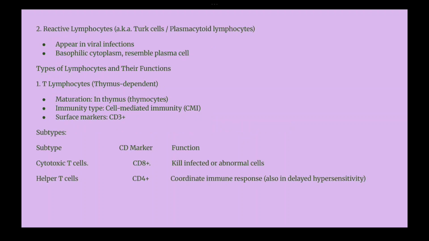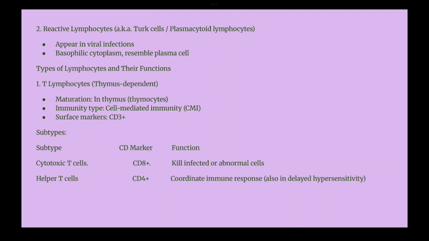Now reactive lymphocytes are another type of lymphocyte, also known as Türk cells or plasmacytoid lymphocytes. They appear in viral infection, that is, reactive lymphocytes are seen in viral infected patients, and they usually have basophilic cytoplasm and are similar to plasma cells. Next we'll see the types of lymphocytes and their functions in the body.